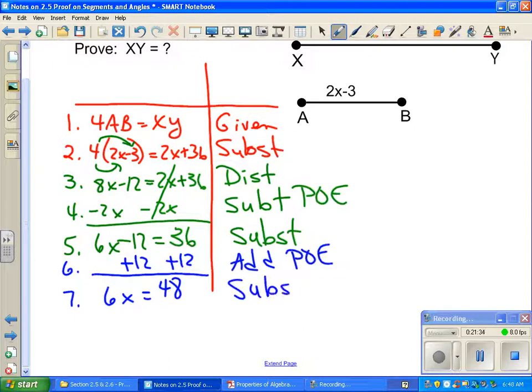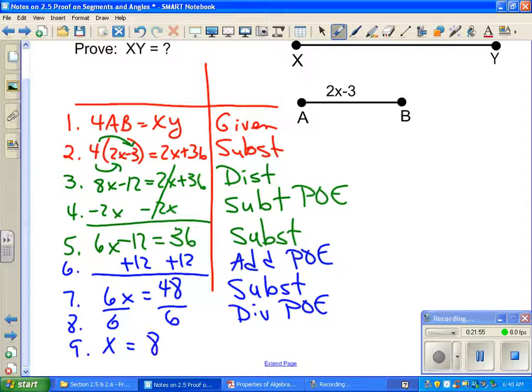So every time you use the word add, subtract, multiply, or divide, you see in every one of these proofs I've substituted in the answer. And then last but not least, we're going to divide by 6. So that's the division property of equality. And we just used division, so we've got to put in the answer. 48 divided by 6 is 8. So we have substituted in the answer.